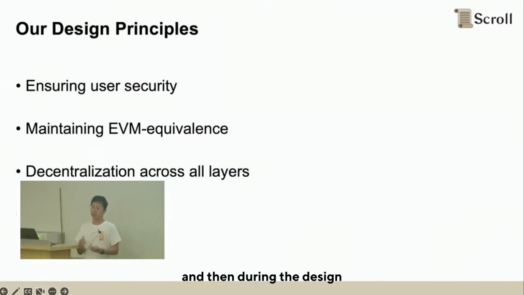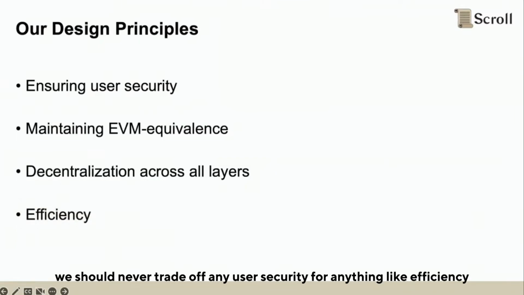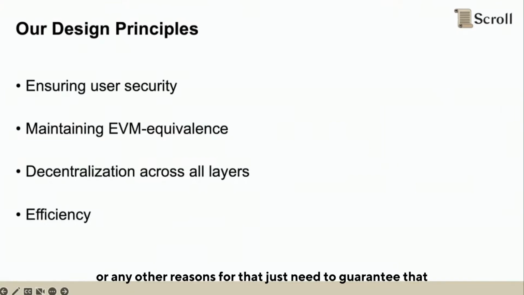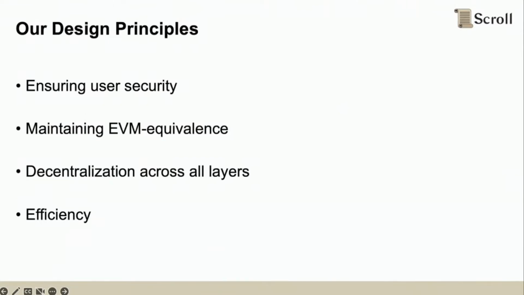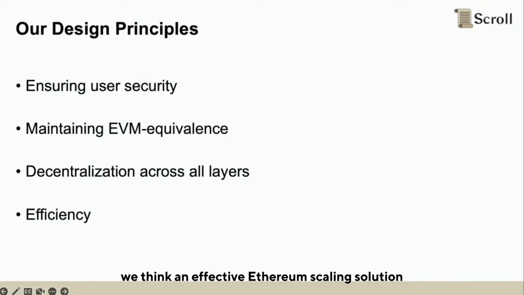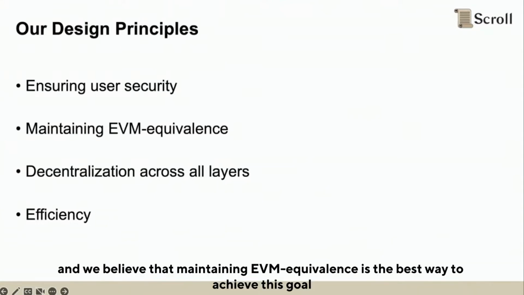During the design, we should never trade off any user security for efficiency or any other reason. We need to guarantee that users can always maintain access to their funds on layer 2 or layer 1. Second, we think an effective Ethereum scaling solution should allow users and developers a seamless migration path from existing dApps and existing developer tools. We believe that maintaining EVM equivalence is the best way to achieve this goal.